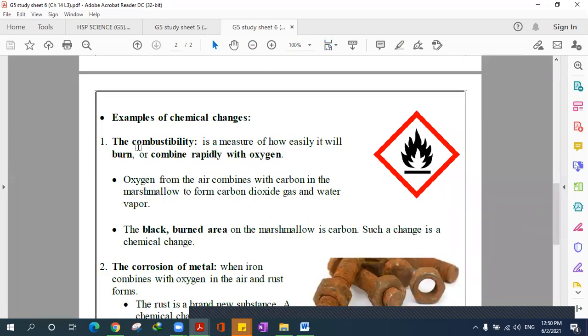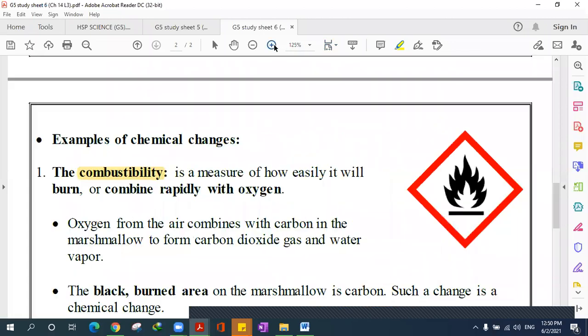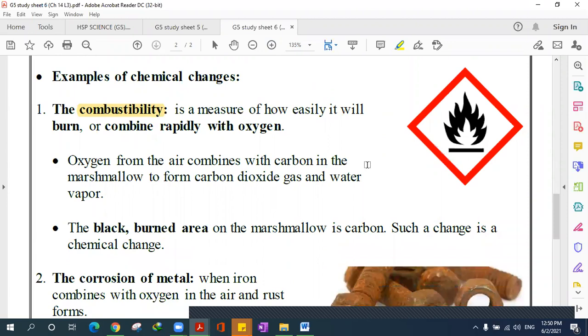Another important word we learned about yesterday and the day before is combustibility. Combustibility is the measure of how easily things will burn or react with oxygen in the air. And that will cause them to burn because oxygen is actually a fuel for the burning. So oxygen from the air combines with carbon in the marshmallow to form carbon dioxide gas and water vapor, and this is what we call burning.